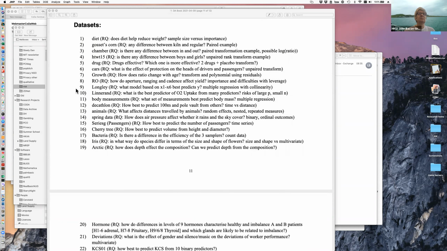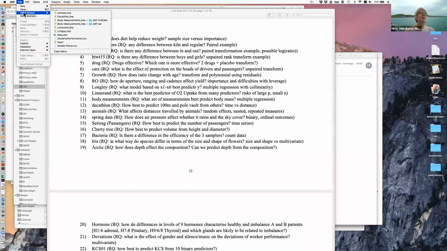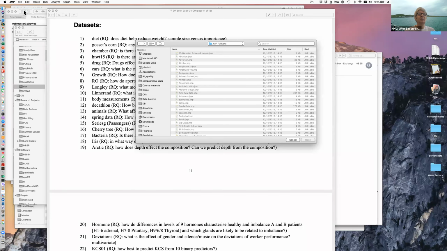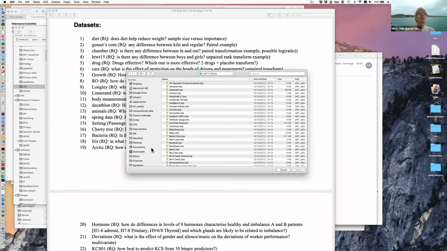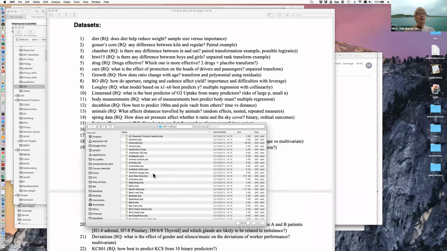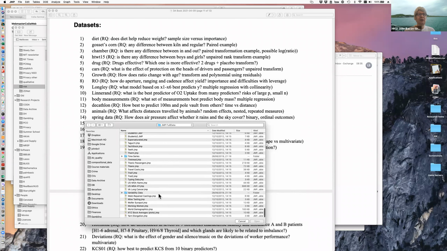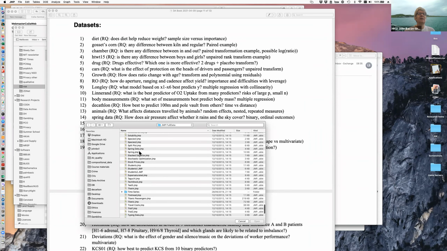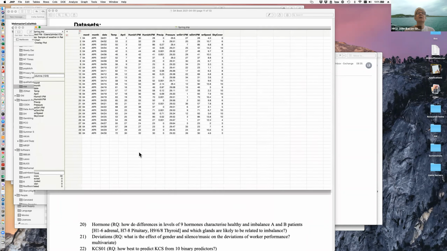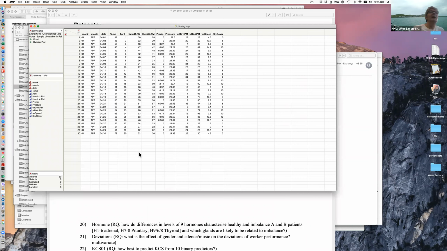Okay, now we're going to look at something quite different. Up to now, we have been focusing entirely on linear models with normally distributed errors. What we're going to do now is look at binary and ordinal data. So this is the Spring data set. In fact, I see there's two versions of this. Yeah, it's the one called Spring, not the one called Spring Data. So the data set called Spring.